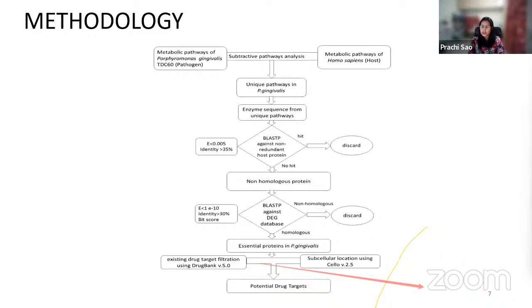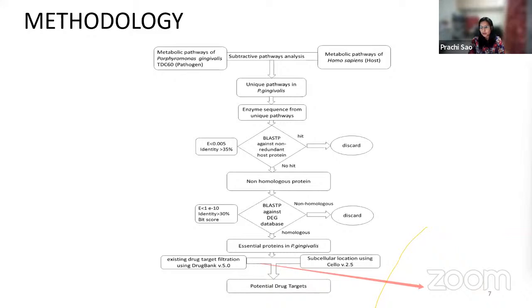Now these enzymes are from the unique pathways of the bacteria. Even though we are taking the enzymes from the unique pathways, there is a possibility that an enzyme might be homologous to Homo sapiens. So first we are going to find the similarity between the enzyme sequences and the whole host, Homo sapiens, sequences. We will do a whole genome similarity search, and for that we are going to use a tool called BLAST.